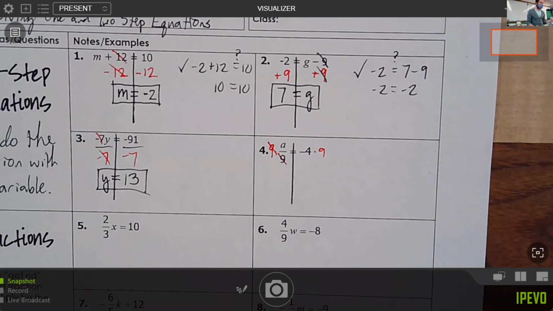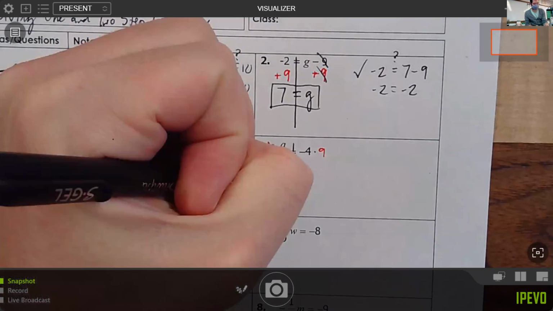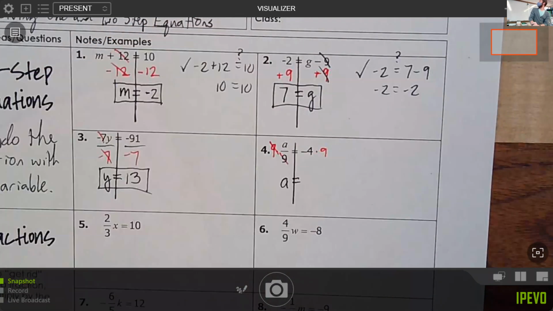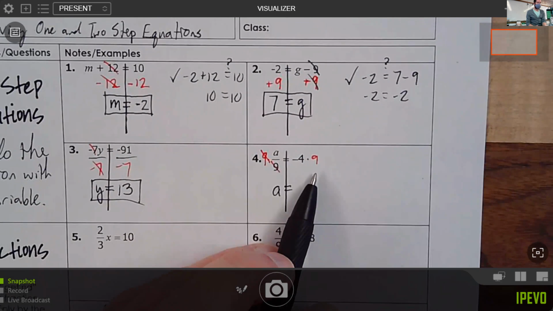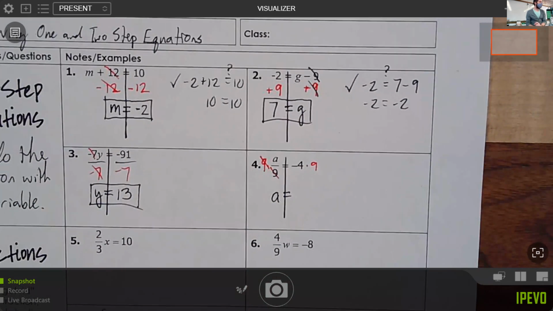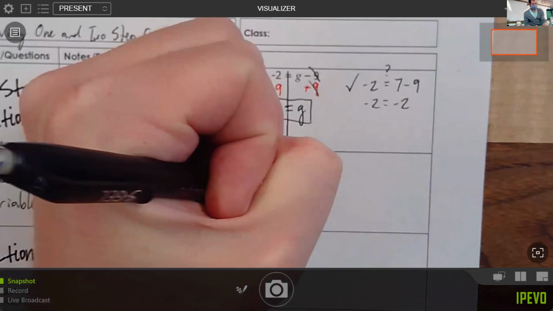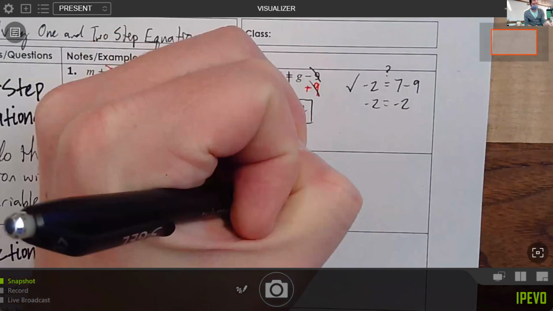These are all one-step equations, so these can be solved by just doing one operation to get the variable by itself. So on the right-hand side, we're multiplying by 9 because we have to do the same thing on both sides. -4 times 9 is what? What do we get? -36. So A equals -36.